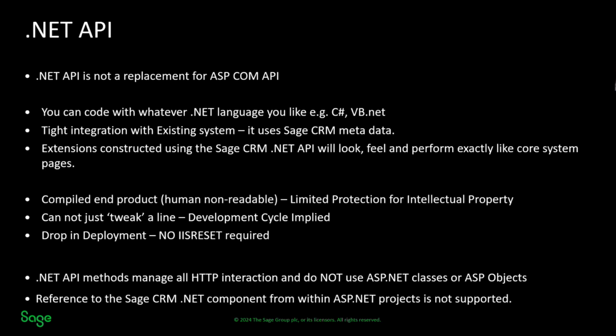So we do get a compiled end product that is not human readable. There is some, therefore, limited protection for intellectual property. You can do a little bit more to obfuscate the code inside the DLL. But the chief advantage is that you just can't tweak a line, so you have a much more predictable release cycle to be able to deliver things.